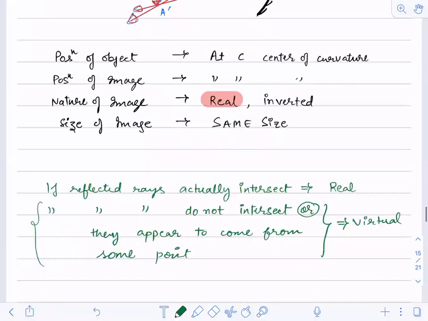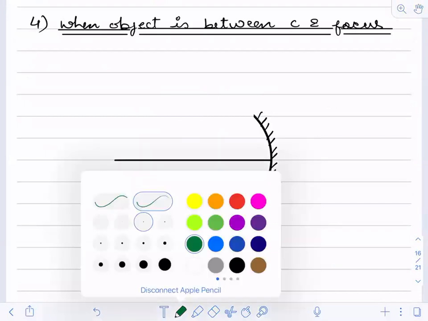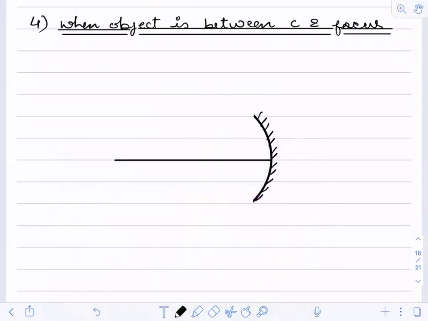The next one, fourth case. Fourth case is when the object is between C and focus. When the object is between C and focus. So let us assume this is focus.